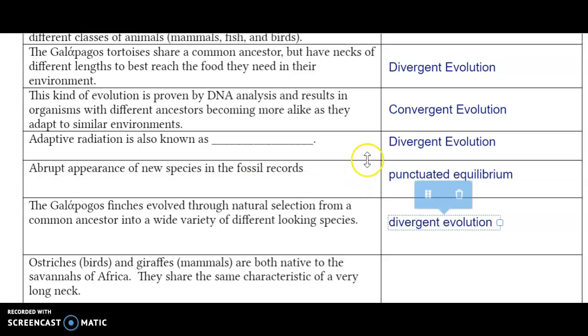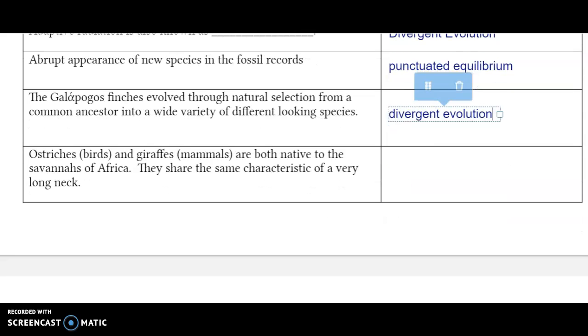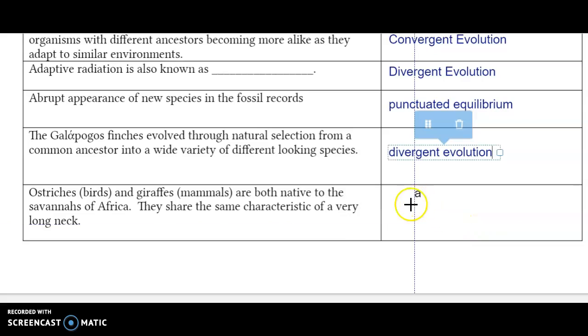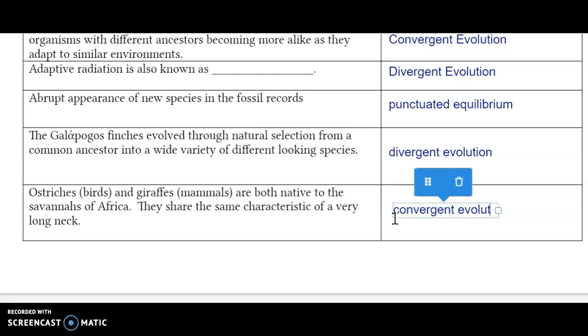And then we have ostriches, which are birds, and giraffes, which are mammals. Both are native to the savanna in Africa. They share the same characteristics of a very long neck. So they have developed similarities due to living in similar environments. They have become more alike. They're coming together more alike. It is convergent evolution.